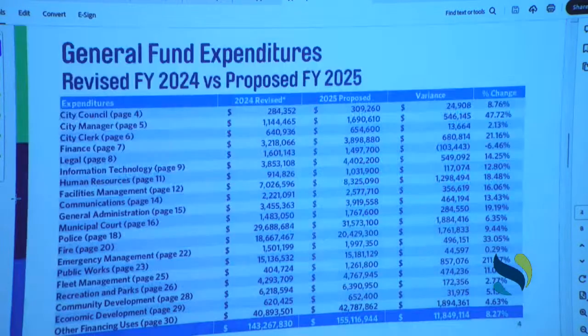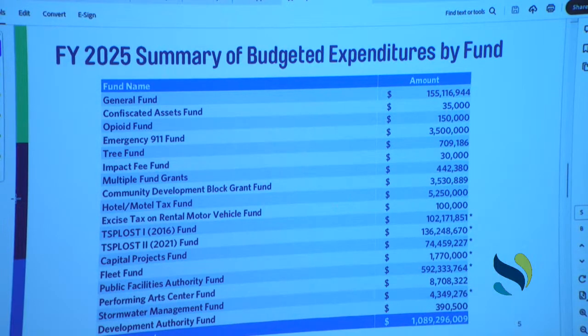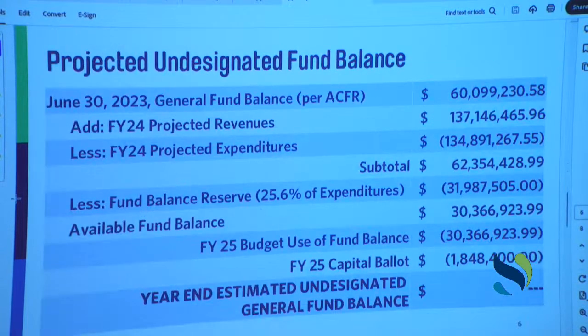Next slide. This slide includes a detail of the general fund expenditures broken up by department with the corresponding page number to the budget book that is included both online and in your budget book. These numbers have not changed since our last discussion. Next slide, please. This slide is a summary of all of our budgeted expenditures by fund. Also, this has not changed since our last discussion. Next slide, please.